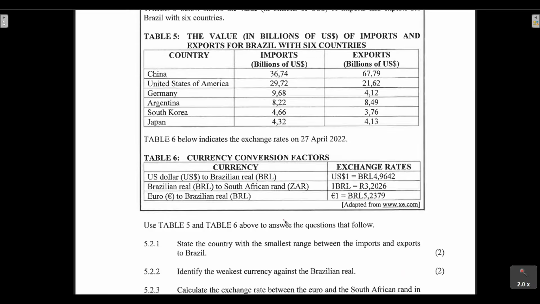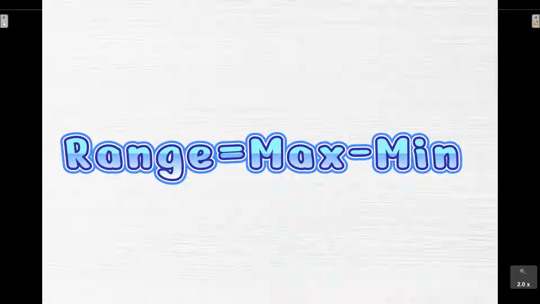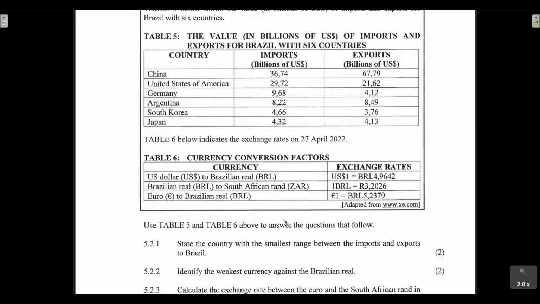If you don't really understand what this question is asking, think about when we calculate range when tackling data handling. How do we calculate range? Remember, range is equal to the maximum value minus the minimum. If you don't understand how to approach this question logically, you can also just think of it mathematically. Range is equal to your maximum value minus your minimum.